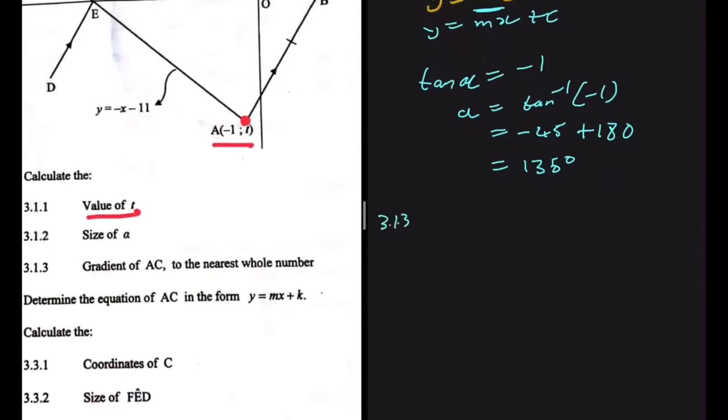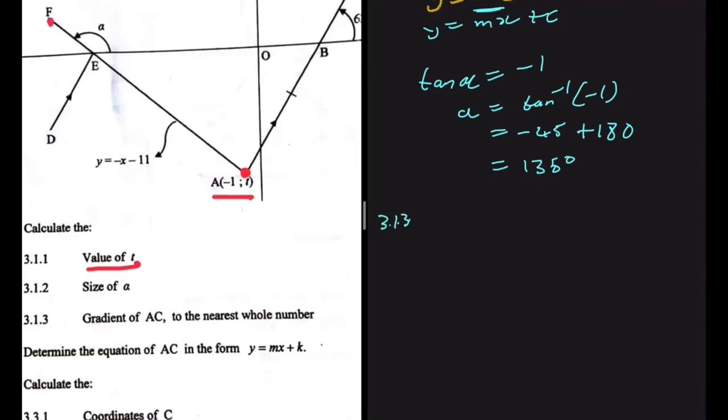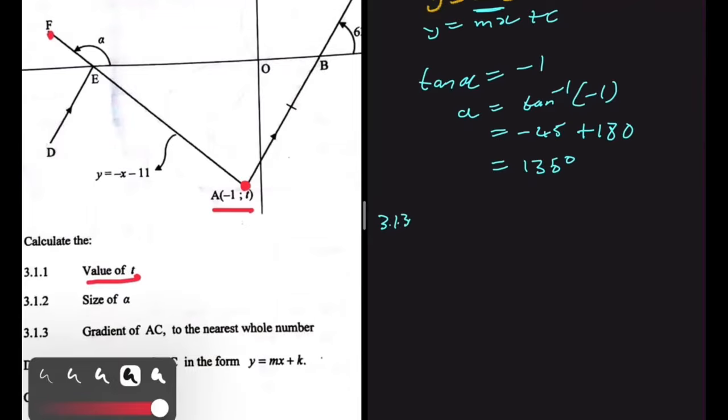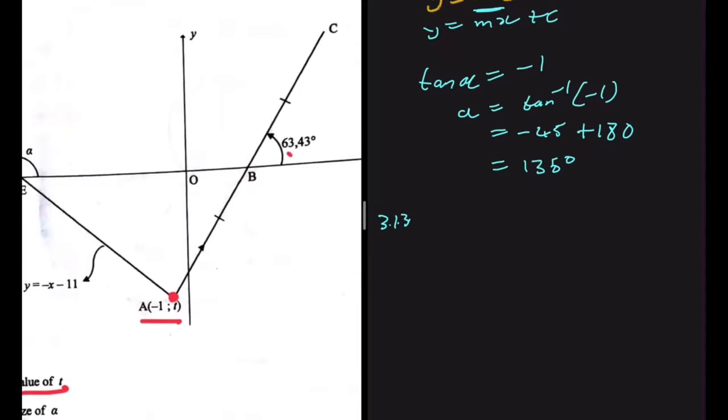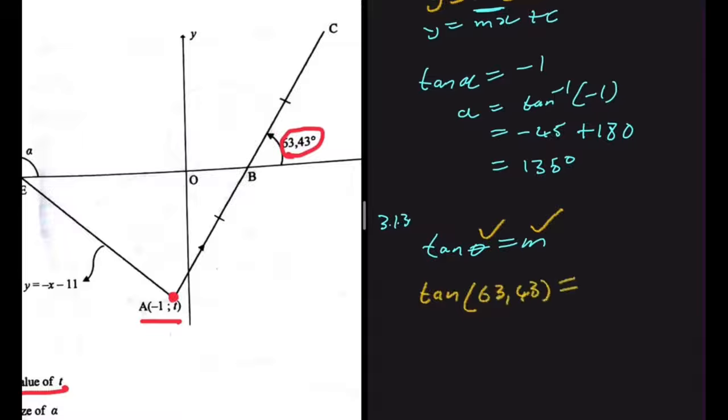So 3.1.3 is saying let's calculate the gradient of AC. So we're looking for the gradient of AC to the nearest whole number. So here we're doing the opposite. We are given the angle and we are supposed to find the gradient, right? We're doing the same thing we did in 3.1.2, but now the variables are just switched around. So we can say that tan of theta is equal to the gradient. Instead of finding theta like we did in 3.1.2, here we're finding the gradient. So we're going to say that tan of our angle, 63.43, is equal to m.